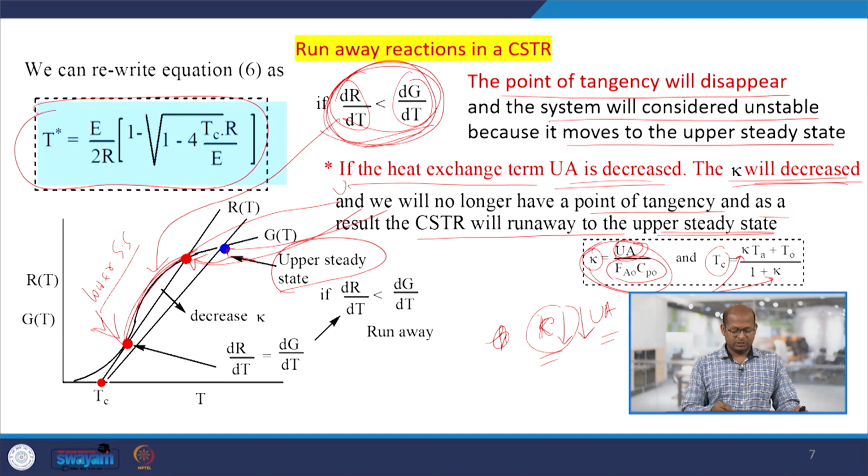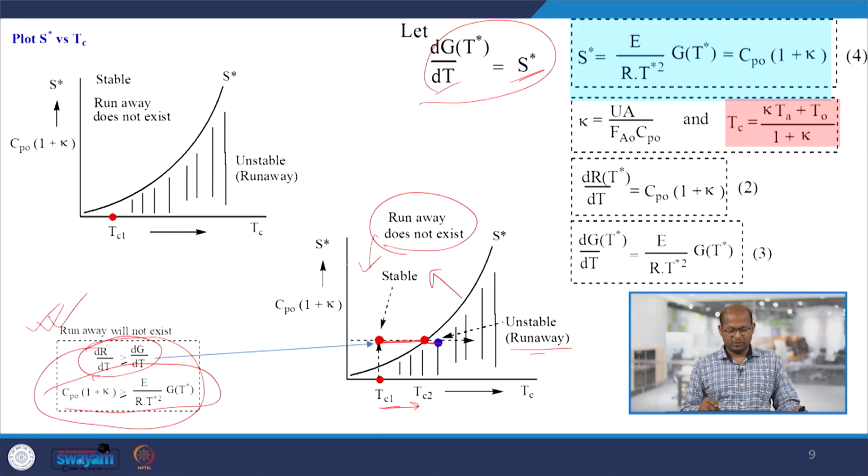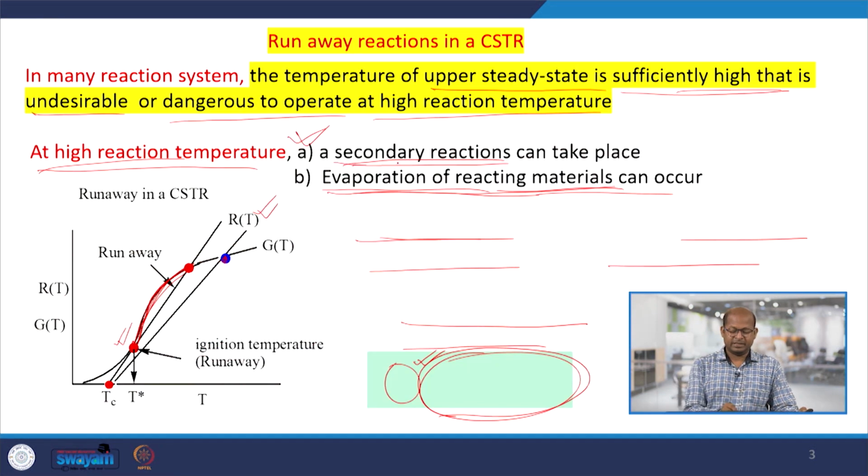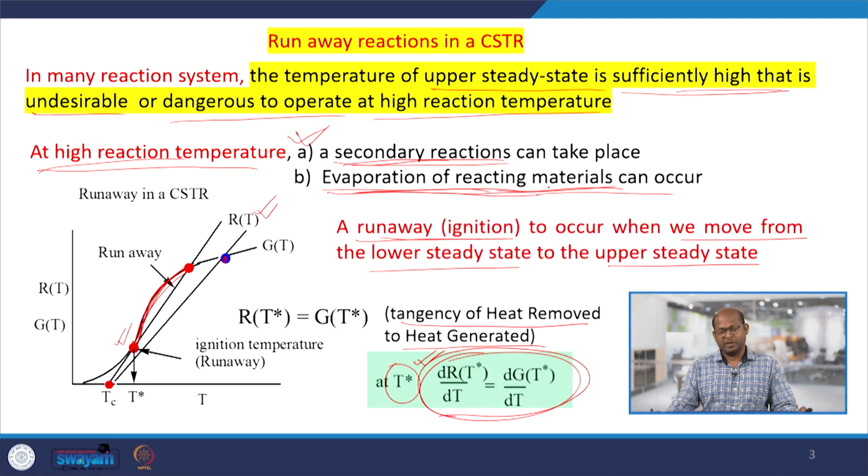So, these conditions we have to avoid, and always prefer the conditions that avoid runaway. dRT by dt, the heat removal gradient, should be greater than or equal to dGT by dt. Based on that, once we design the reactors, we should keep in mind how to avoid runaway conditions, secondary reactions, and evaporation of the materials or the reactants.